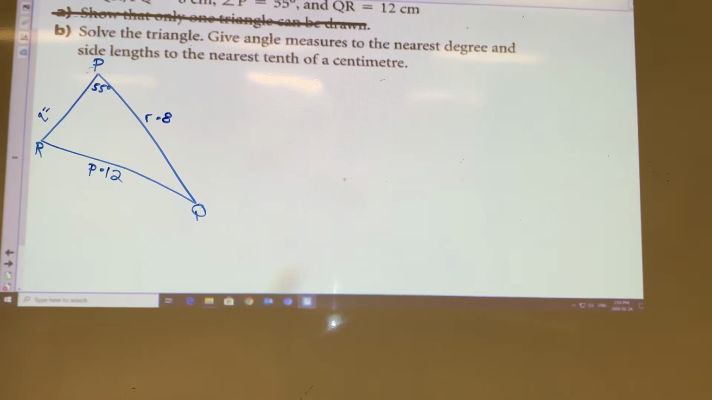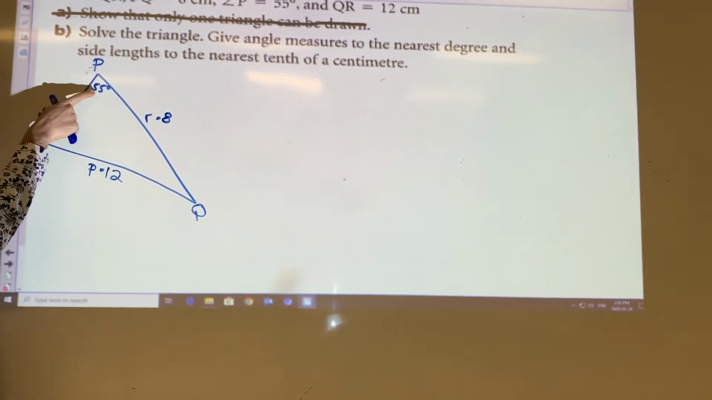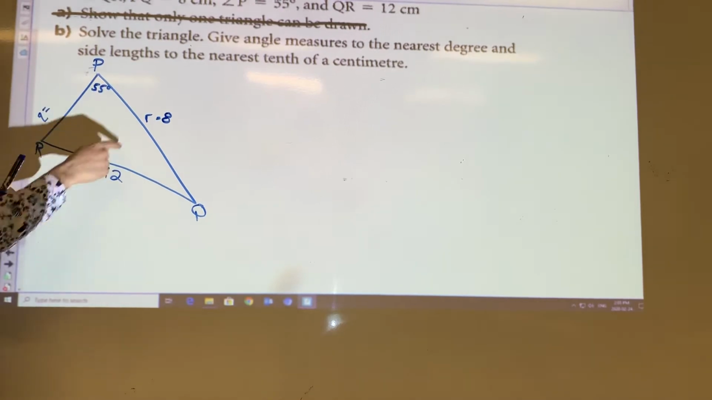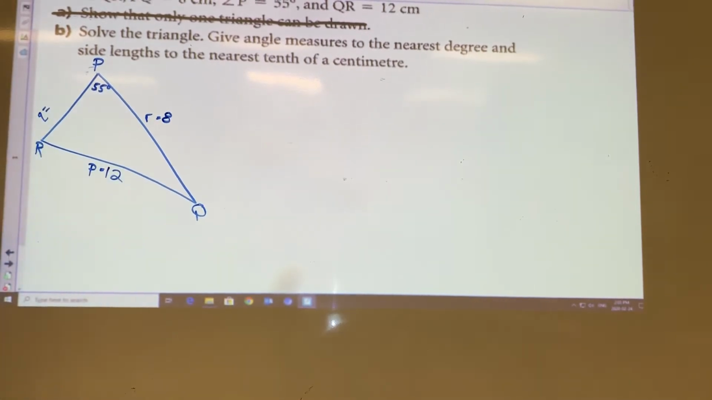If you can use sine law, you will have at least one complete ratio. So that means I would have R and angle R, or I'd have Q and side Q. In this case, I have angle P and side P. So I'm like, I can maybe use sine law. I got that and one more piece of information. Yep, I can use sine law.